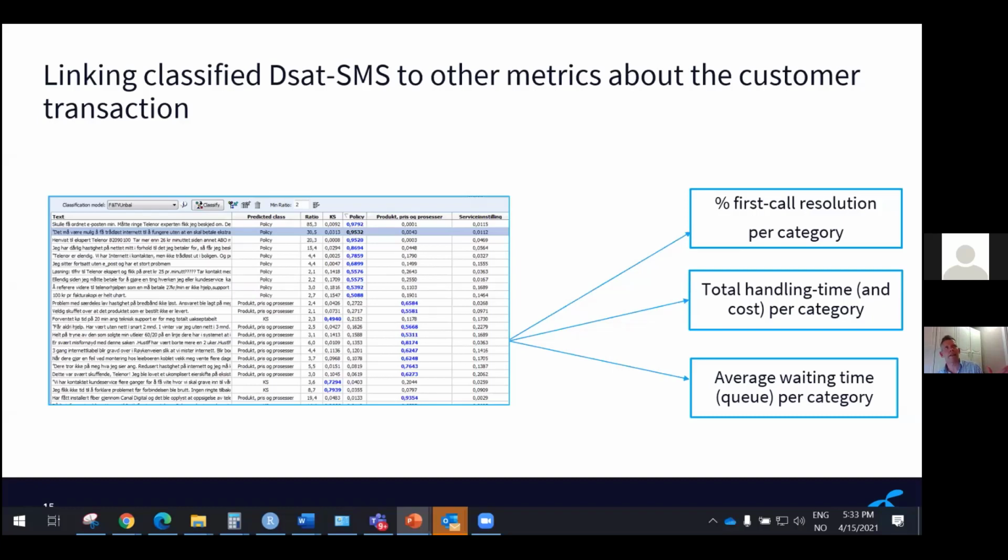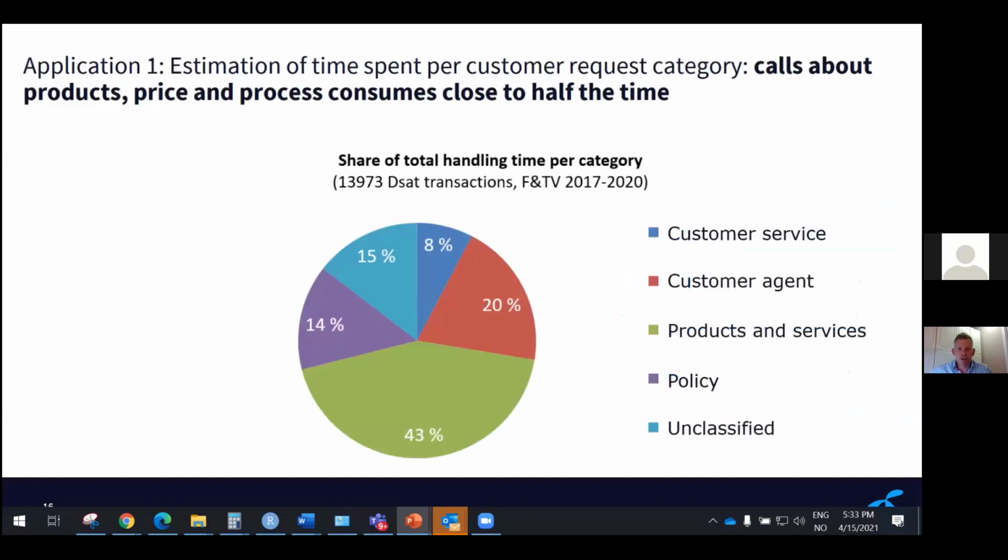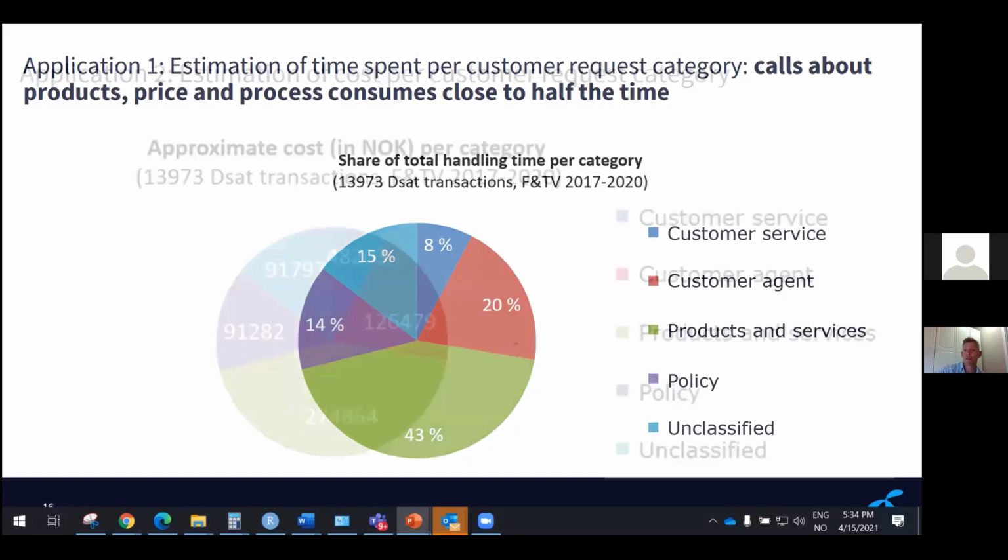If we know that a given amount of that feedback is linked to a certain topic, we can also estimate how much money it costs us to fix problems in different categories, and that makes it possible to make good decisions. Just one example: here we estimated the time it takes for us in a given period to solve problems in different areas. We found that calls about products, price, and process consume about half the time that we spend on all these customer calls. And we want to reduce the volume. So getting into this makes it possible for us to direct attention to the right actions to get the call volume down. The reason for customers to call, we want to bring that down in order to reduce the cost and to make the customers happier.